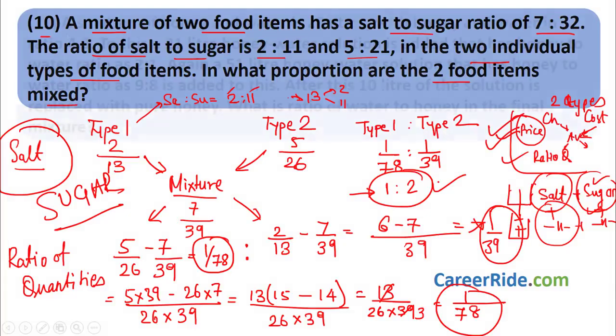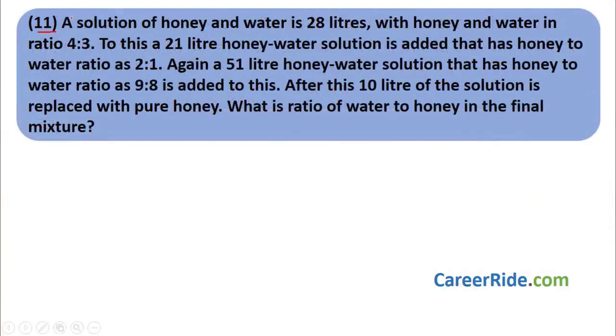Moving on. Question number 11. A solution of honey and water is 28 liters with honey and water in the ratio 4:3. To this, a 21 liter honey water solution is added that has honey to water ratio as 2:1. Again, a 51 liter honey water solution that has honey to water ratio of 9:8 is added to this. After this, 10 liters of the solution is replaced with pure honey. What is the ratio of water to honey in the final mixture?